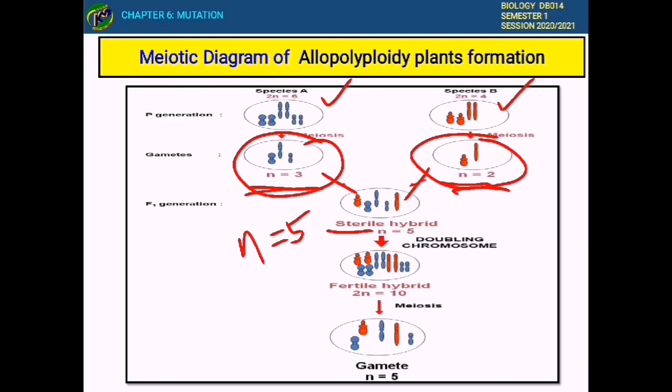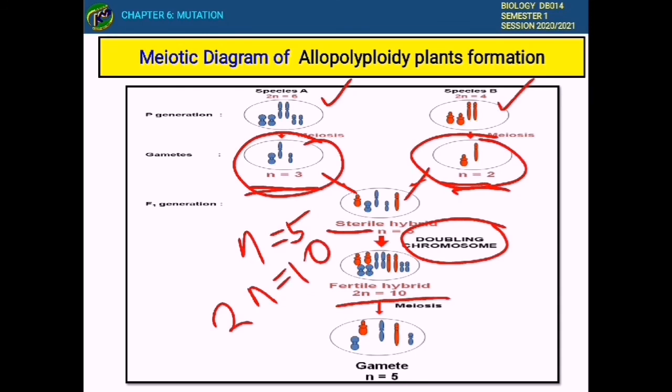If we want it to be fertile, it must undergo chromosome doubling. When the chromosomes double up, it will become 2n equals 10. So here we have a fertile hybrid. When the fertile hybrid has the diploid chromosome number 2n equals 10, it can undergo meiosis, and when it does, it will produce gametes with n equals 5.